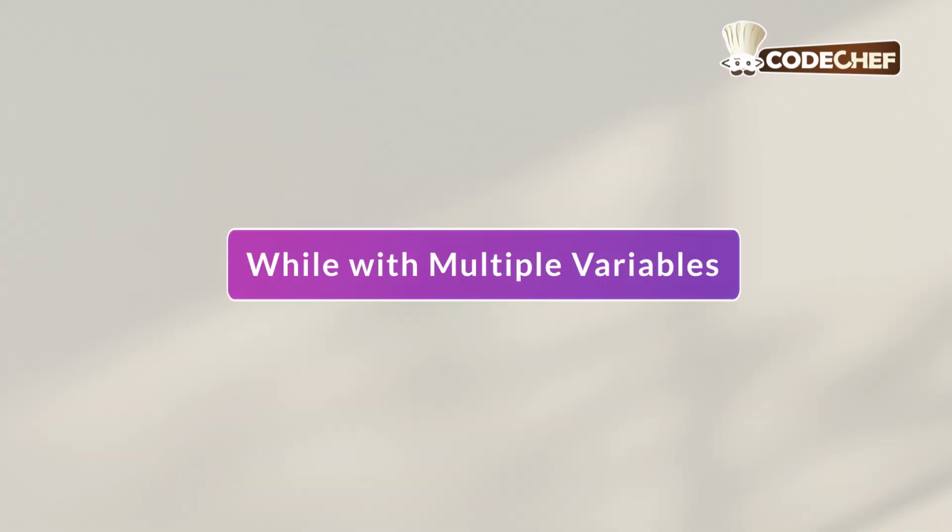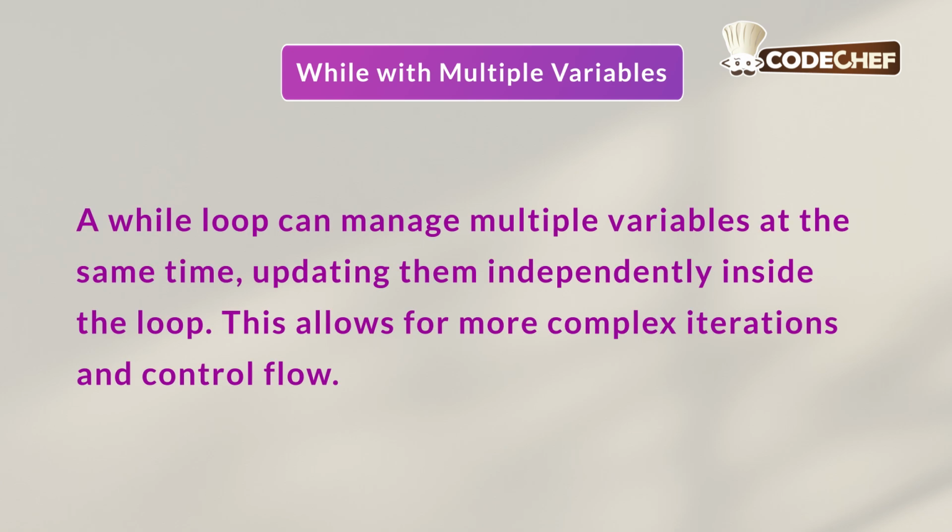While with multiple variables. A while loop can manage multiple variables at the same time, updating them independently inside the loop. This allows for more complex iterations and control flow.